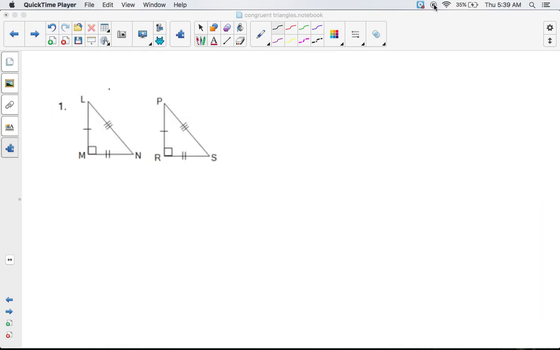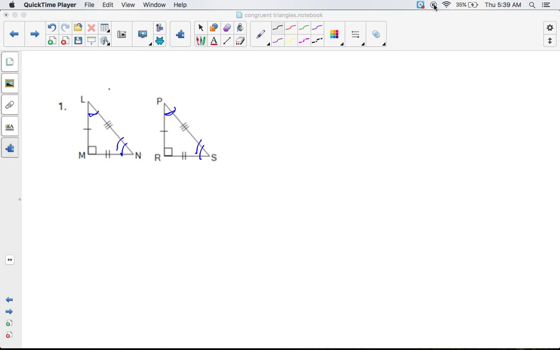Now let's look at this one. We are going to match all the sides and all the angles up. So here we go, corresponding sides and corresponding angles. Let's start by putting which angles are congruent. If you notice, L is going to be congruent to P because they're both in between the two sides that are marked 1 mark and 3 marks. And N, so I'm going to use 2, is congruent to S.